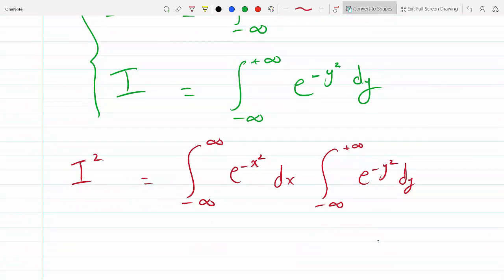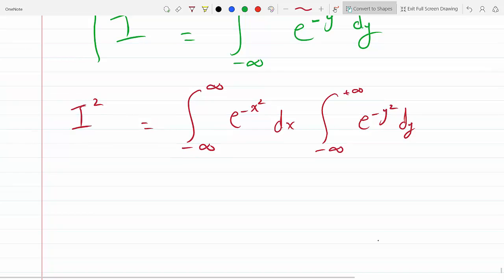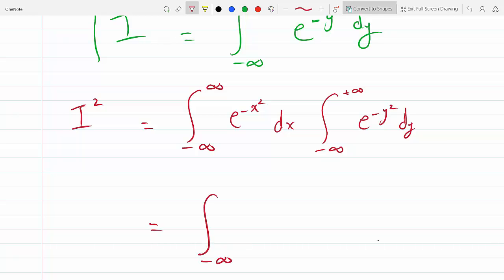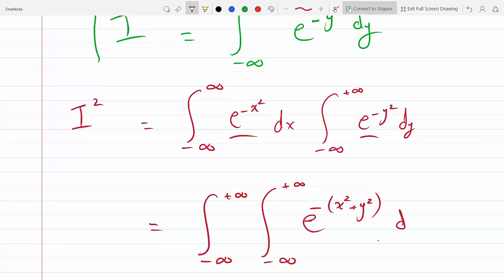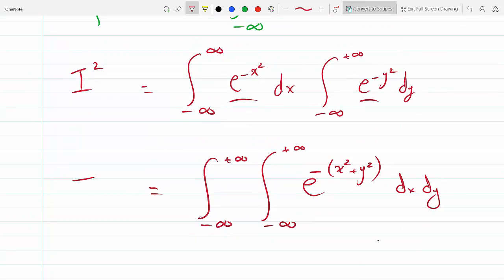And now I could bring those two under one integral. They're iterated integrals. Each one has its own Riemann sum. So I can combine them. Minus infinity to plus infinity, minus infinity to plus infinity, and then these two can come together as e to the minus x squared plus y squared dx dy. So far so good?